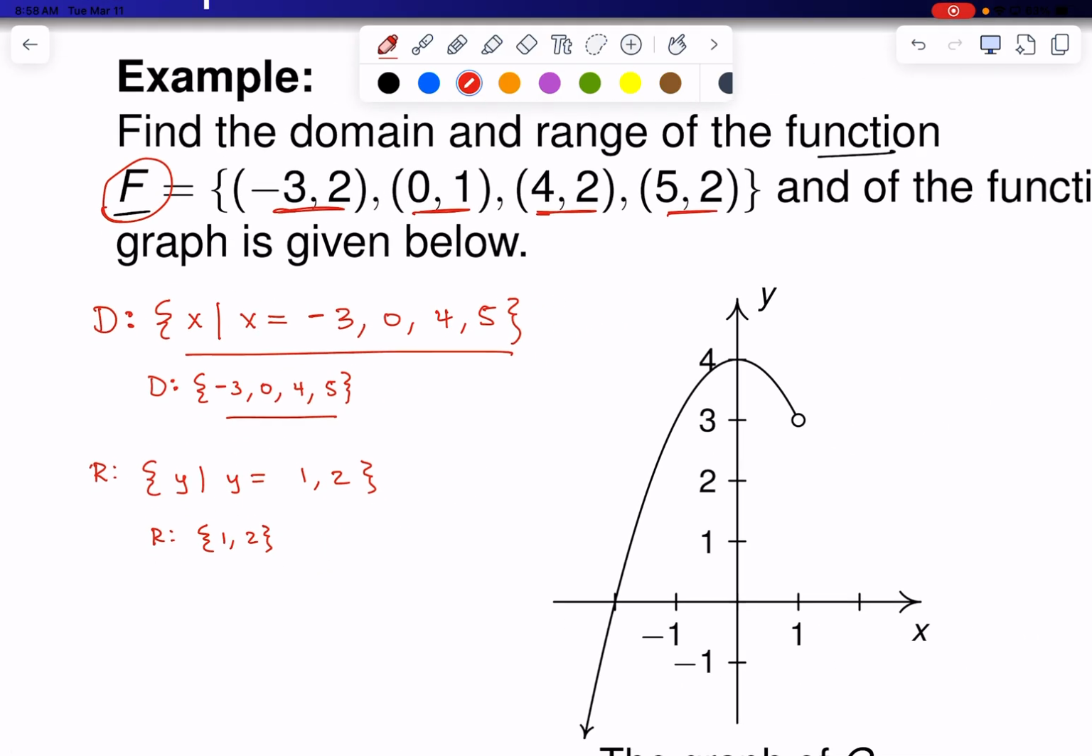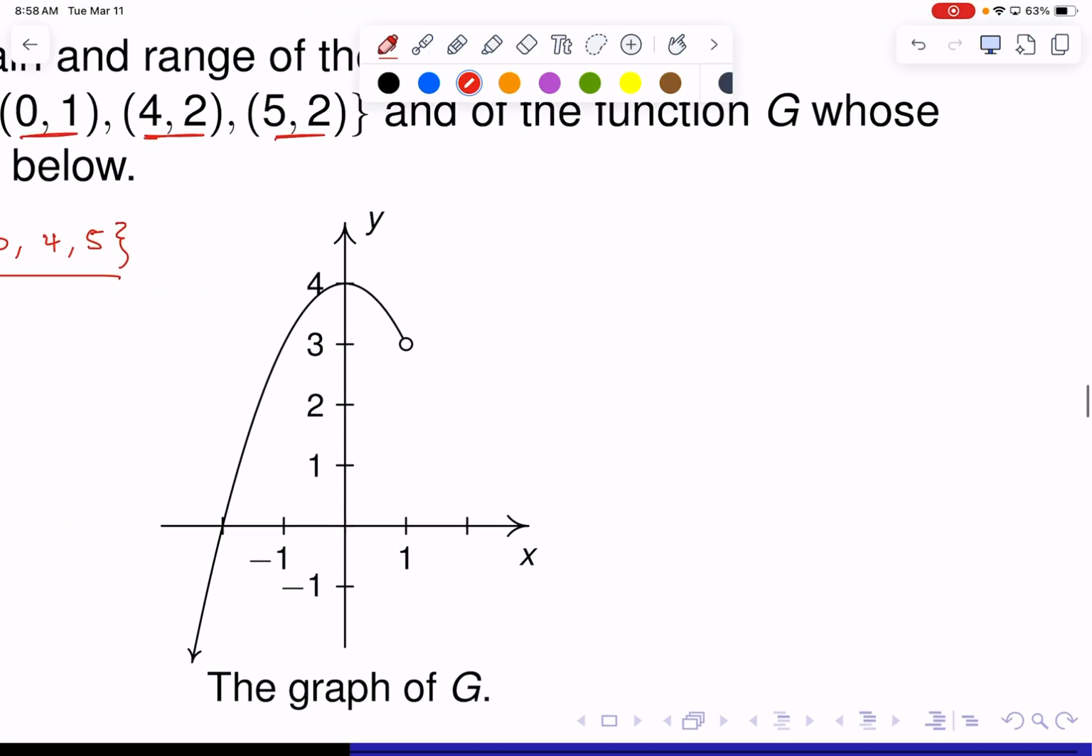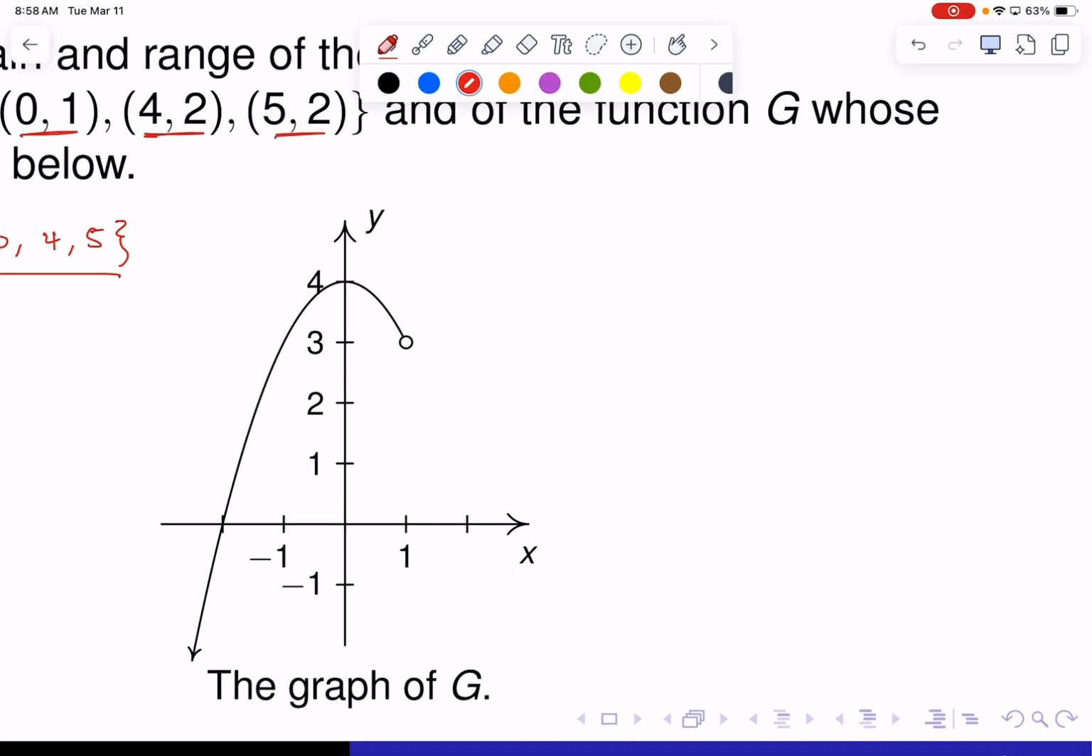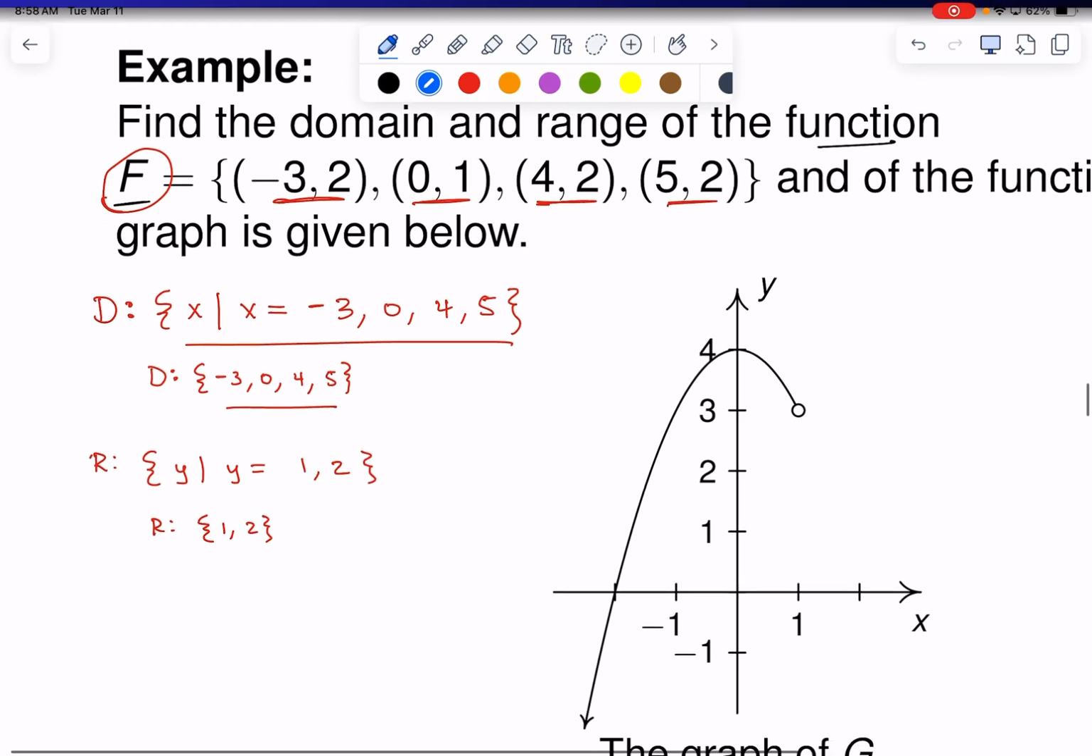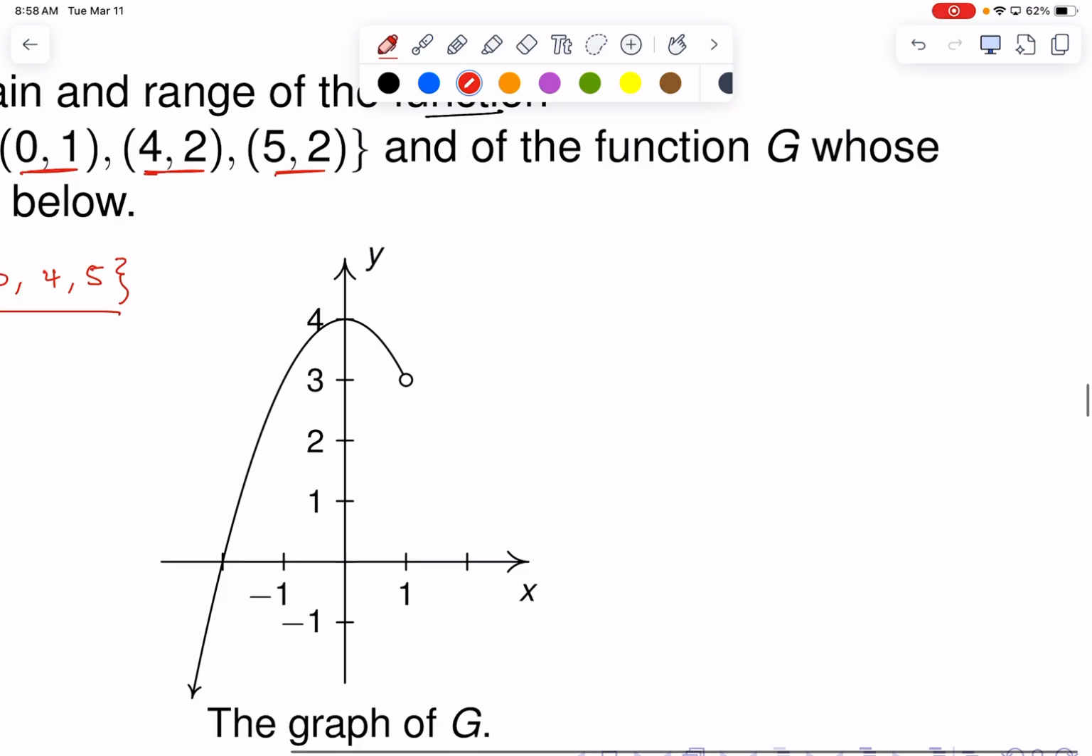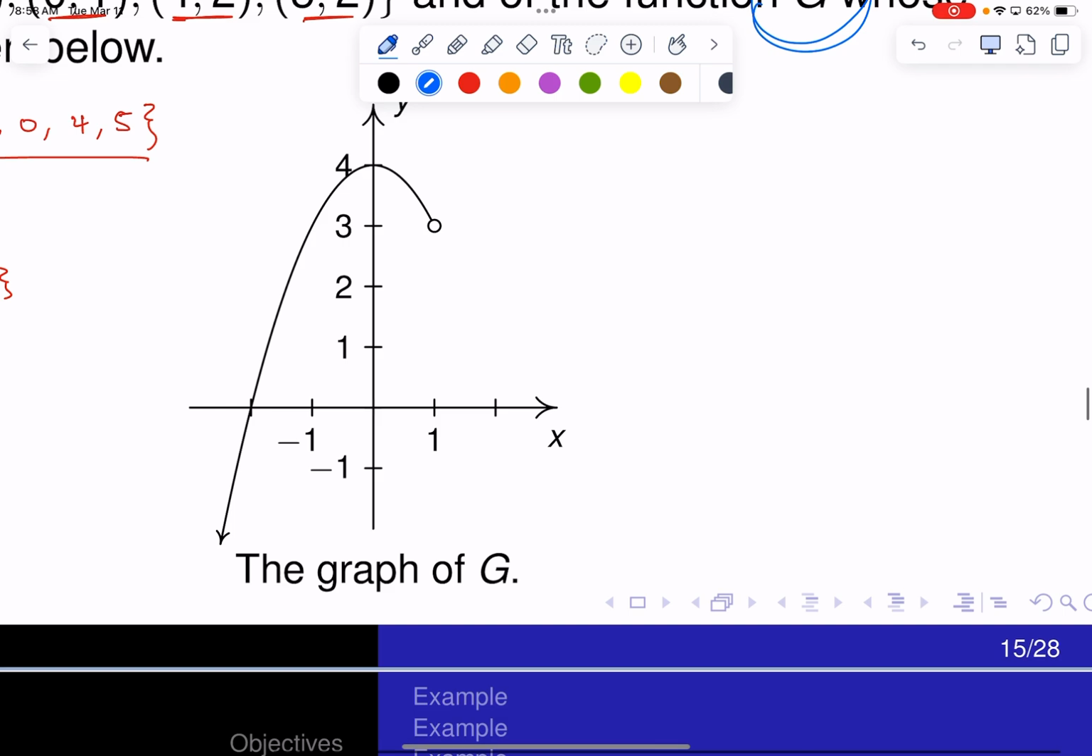Okay? All right, now let's look at graph G. I'm going to do this one. This is a different function. And I know it's a different function because they named this one function F, and they call this one something different. This is function G, so we're labeling it with a different capital letter to denote that this is something different, okay? Function G is a graph.